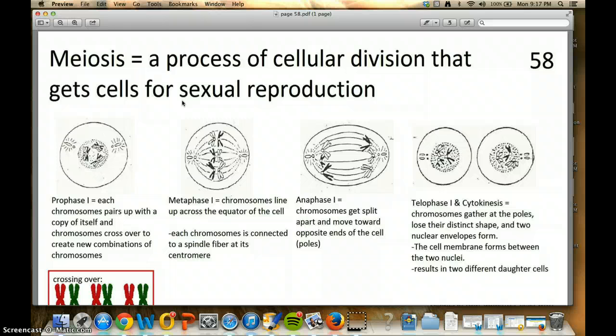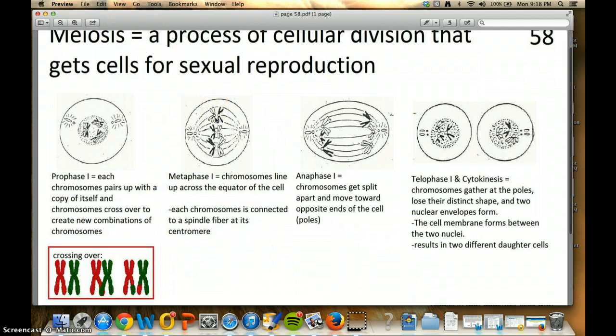Gametes, spelled G-A-M-E-T-E-S, gametes. These are your egg and your sperm, the two things that will join together and form your offspring. Okay, so this has to happen before you can have egg and sperm. So we're going to talk about the process that your body goes through to get prepared for sexual reproduction.